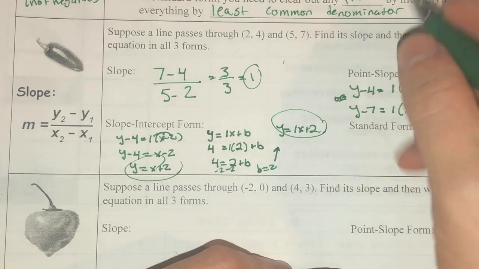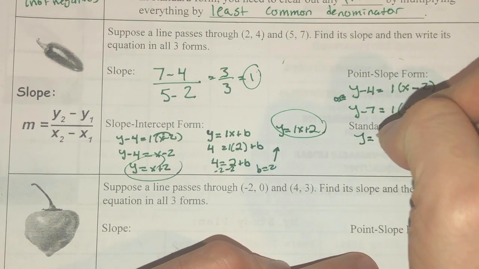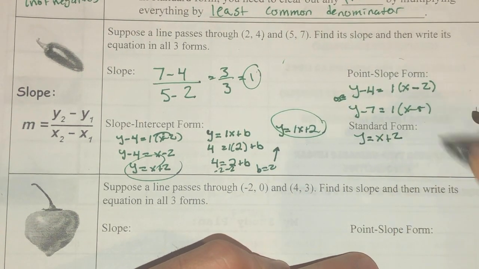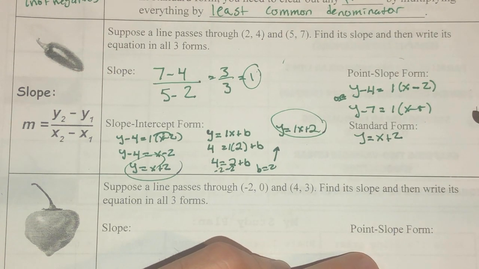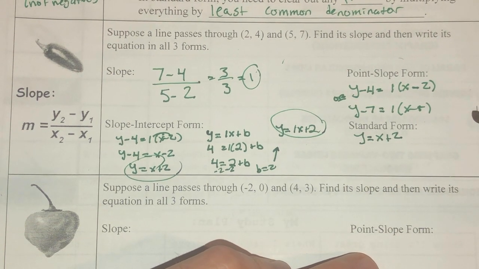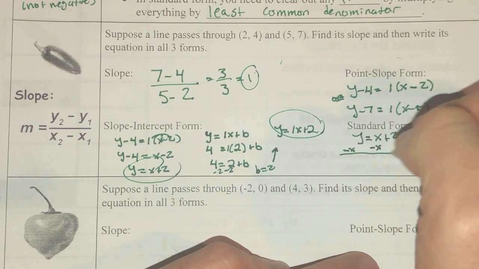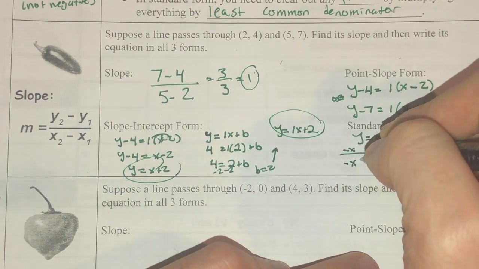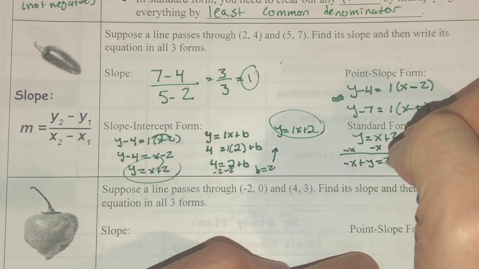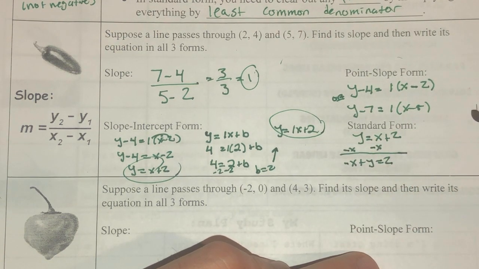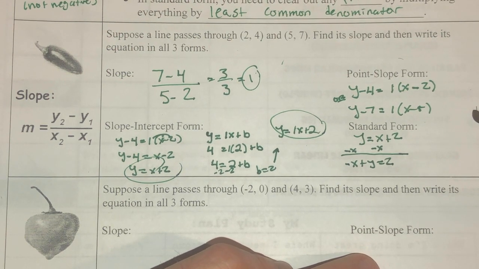Finally, standard form. Standard form, we're going to start with slope-intercept form. And what we're going to do is, well, standard form is mainly just slope-intercept form, except what I do is I take the x's and I put them on the same side as the y's. So see what I did there? I took the formula and I subtract x from both sides of the equation.